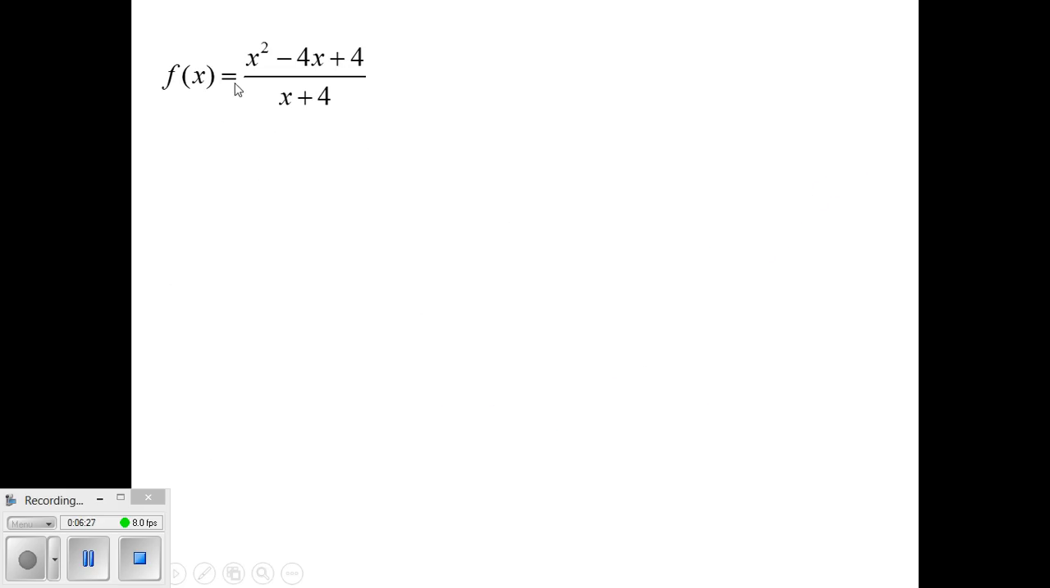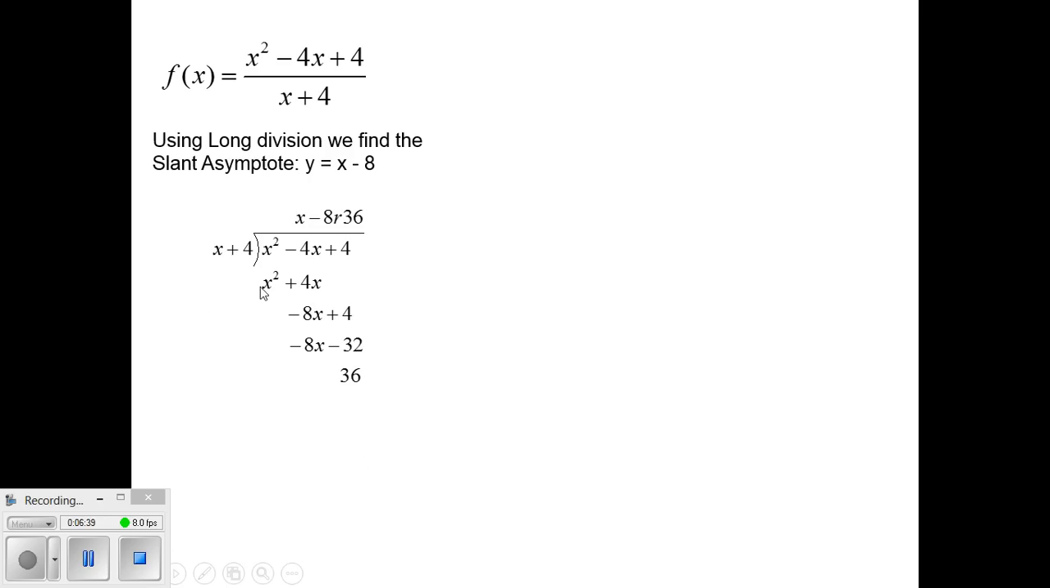This is a binomial having to divide into that trinomial, and this is going to have to be done through long division. So we're going to show you that long division right here. That is x plus 4 into x squared minus 4x plus 4. Again, we have to account for all powers, but since there's none missing, we don't have to fill in any 0 coefficients, but bear that in mind for other problems.